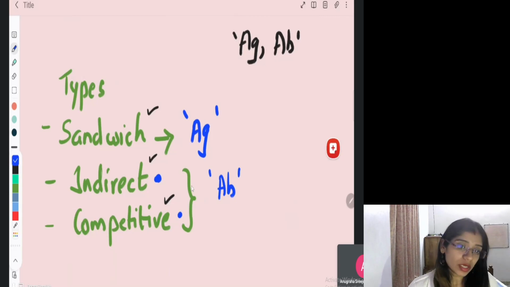Now, you have to study all these three. You should know how to do the test. You should know the concept, and at last you should know the inference. Okay, so we'll start with the first one.